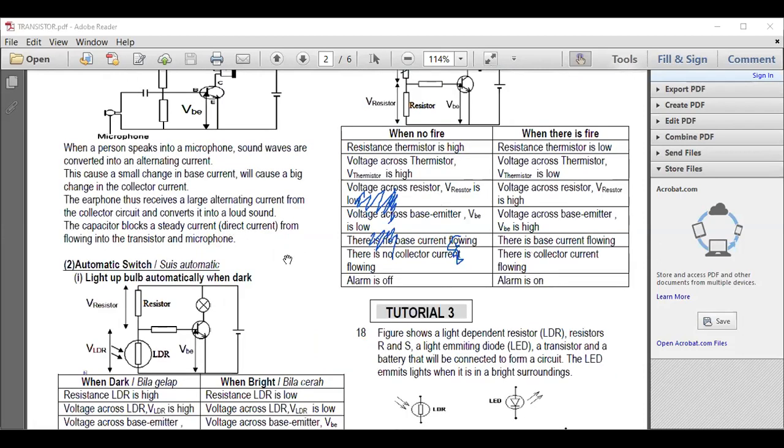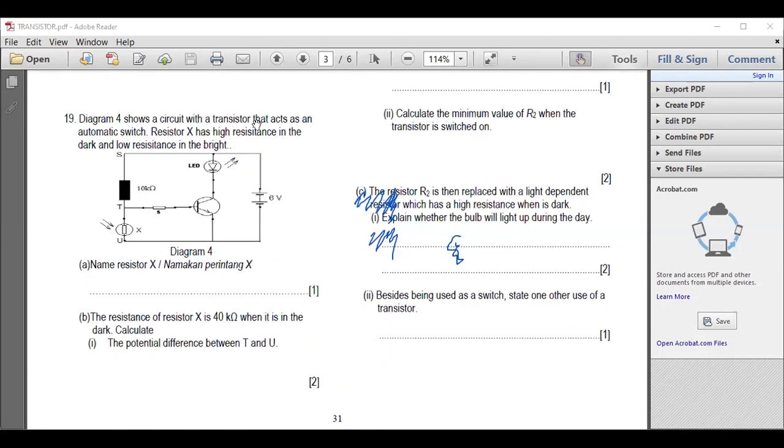Okay. Now we look at another example of an SPM question. Diagram 4 shows a circuit with a transistor that acts as an automatic switch. Resistor X acts as a high resistance in the dark and low resistance in bright. So name the type of resistor for X lah. So this one is LDR, or light dependent resistor.